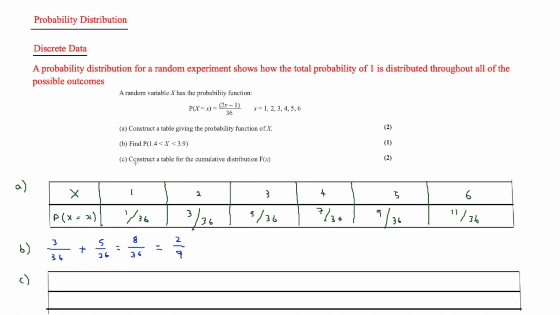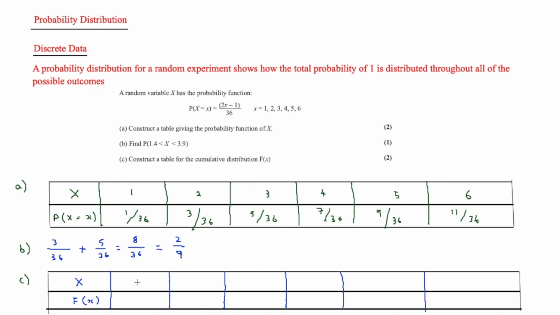So the final question asks us to construct a table for the cumulative distribution F(x). So we've got another table here, and for the start we're going to say x again at the top, and then as this is cumulative we've got F(x) at the bottom. And then we're going to be looking how this is distributed. Now the point of a cumulative distribution is that everything at the end should equal 1, as it is how the total probability of 1 is distributed throughout the outcomes.